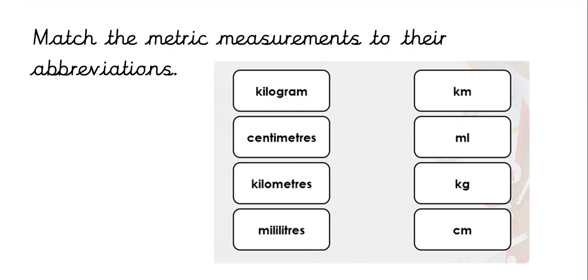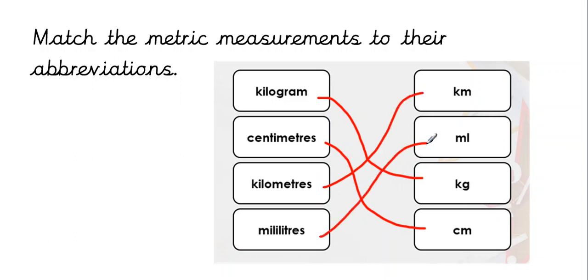So first of all, we need to match the metric measurements to their abbreviations. Abbreviation just means what it's shortened to. So we've got kilograms, centimetres, kilometres and millimetres, and we've got km, ml, kg, cm. So kilogram would match with kg, centimetres would match with cm, kilometres would match with km, and millimetres would match with ml.